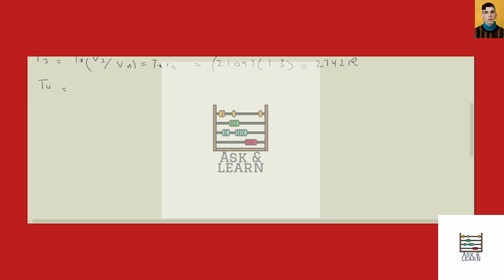Now temperature T4 is equal to T3 into (V3 divided by V4) power k minus 1, which is equal to T3 into (Rc divided by R) power k minus 1. Putting the values, 2742 into (1.3 divided by 20) power 1.4 minus 1, and this comes out to be 1918.8 R.